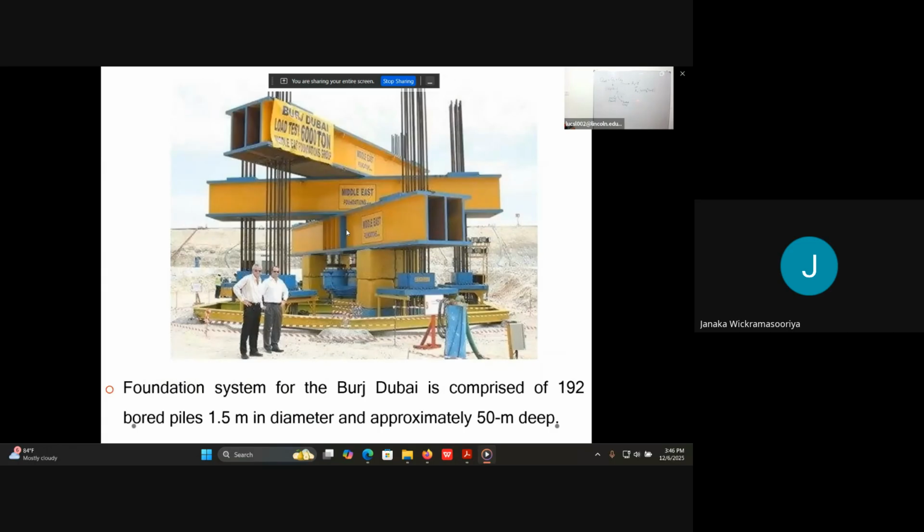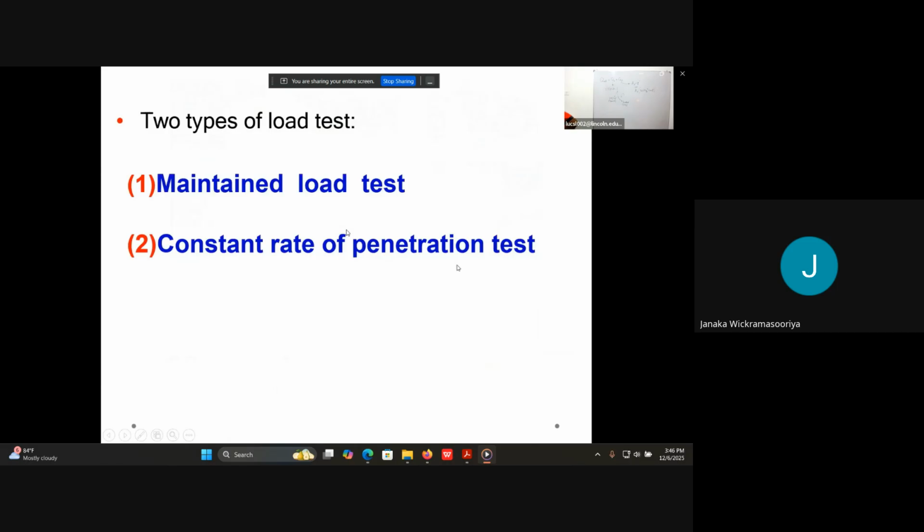So this is another one. You can see how the piles are being loaded. You can see the load test is 6,000 tons. And basically there are two types of load test: MLT, that is the maintained load test, and the constant rate of penetration test, CRPT. MLT and CRPT.